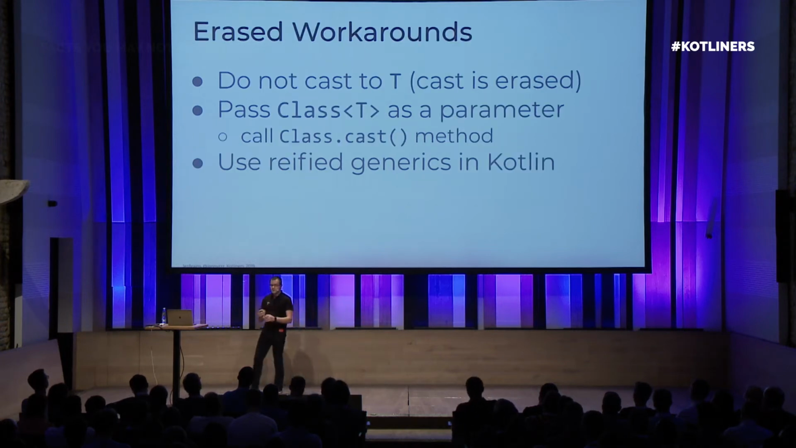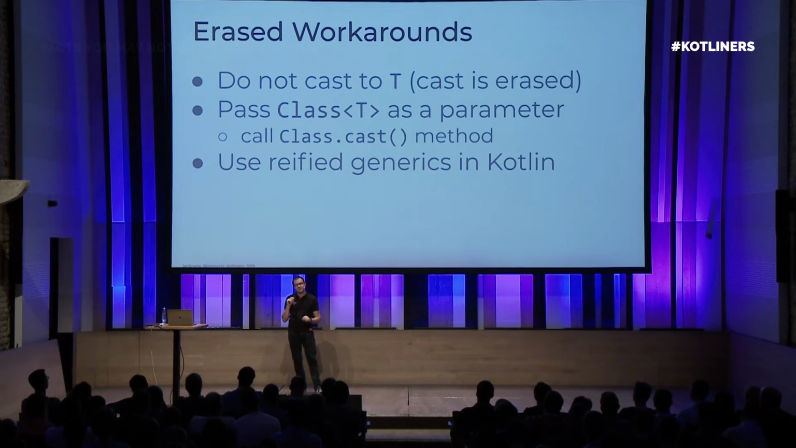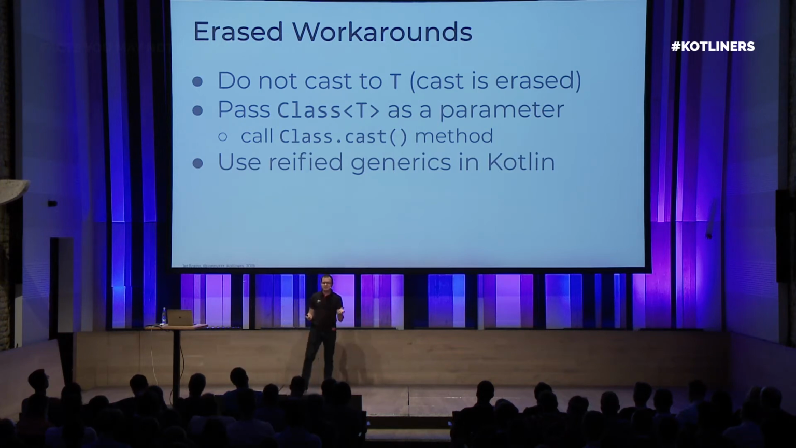And here comes the thing. When you see that you're trying to cast to T in your generic function, and you see the highlighting saying probably it's not the best idea, well, indeed it is not the best idea, because the cast will be evaporated. You'll actually not be casting to anything. Sometimes the class from T and the cast method will help. From the other side, the reified generics in Kotlin will help.